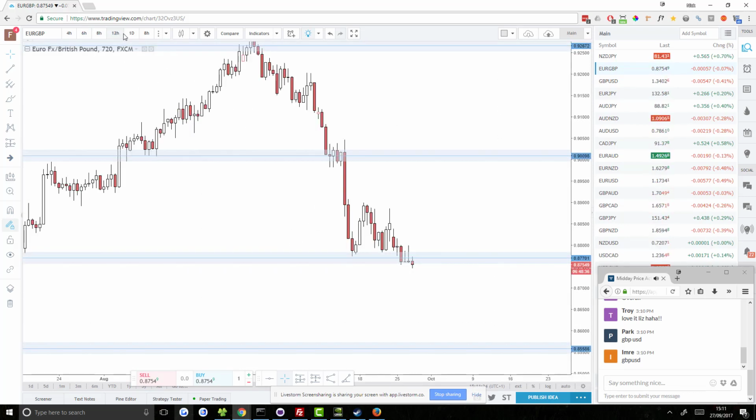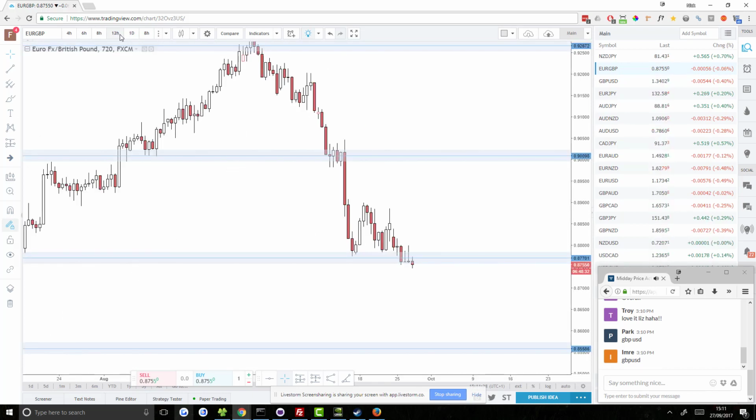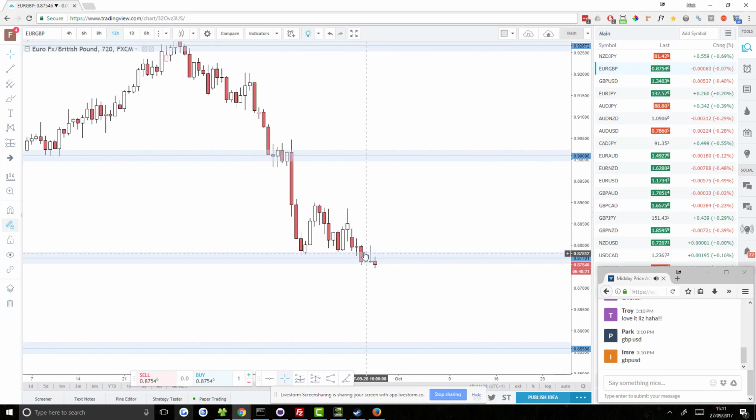I was looking for it on the 12-hour/daily, and it just hasn't really happened at all. It's just been messy movement through here. I'm probably gonna call that off, looking for a trade here. I'm no longer interested. It just keeps pushing lower and lower. It's made new lows now. It's below the support area.